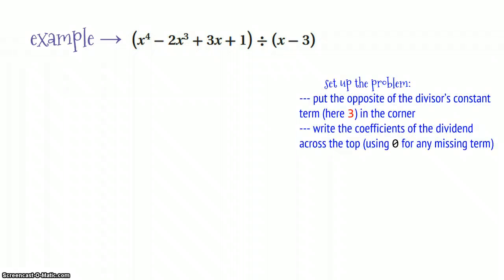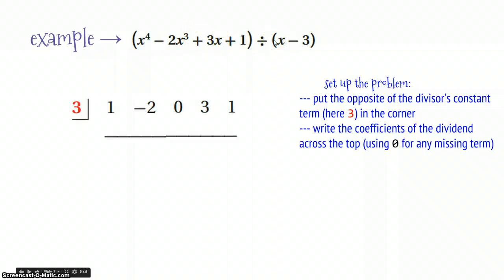Put the opposite of the divisor's constant term. So here we have a negative 3. The opposite would be positive 3 in the corner. Write the coefficients of the dividend across the top. So I have a 1, a negative 2, I'm going to sneak in a 0, a 3, and then a 1. It should look like this: 3 in the corner, because the opposite of negative 3 would be positive 3, then 1, negative 2, sneak in that 0, 3, 1. It's just a little countdown right across. If it's not in standard form, it's got to be put in standard form, right? Counting down on those degrees.